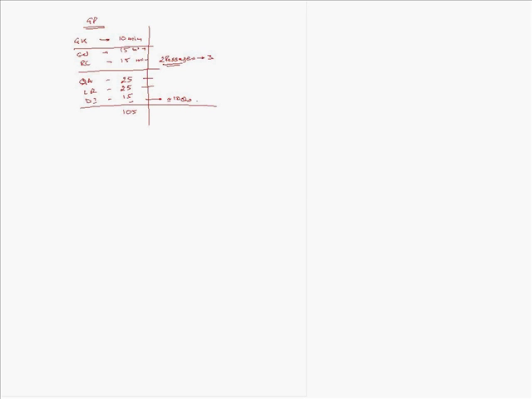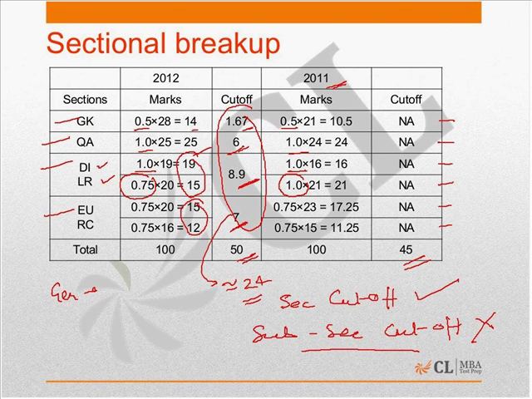Even if DI and LR are still not separate, if DI and LR are separate, then there will be separate cutoffs. Please remember, all I have said is don't expect it. In the 2011 paper, if there were sectional cutoffs, there would have been 6 cutoffs. 2011 paper, 6 sections, there should be 6 sectional cutoffs.